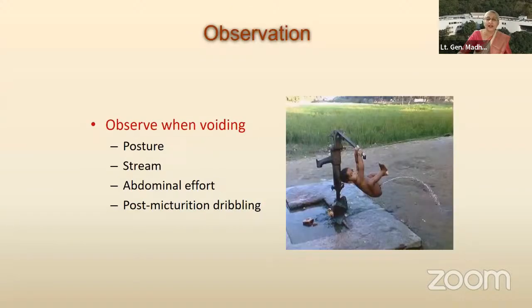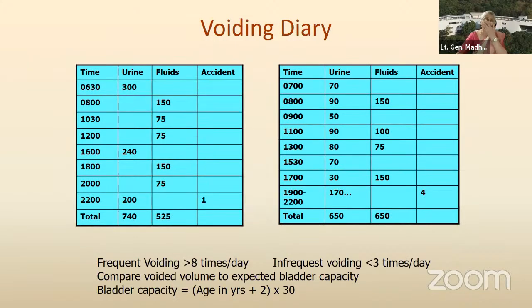Nothing like observing voiding, because I found this in a lighter vein, one calls it a sort of uroflowmetry, where you note the posture, if it's a small child and he agrees to let you, or you could ask the mother to explain the posture, the kind of stream and abdominal effort that is taken, and if there is any post-micturition dribbling. A voiding diary would mean recording the urine output every time the child passes urine, and the fluid intake along with any accidents.